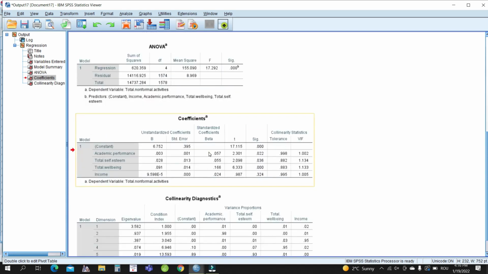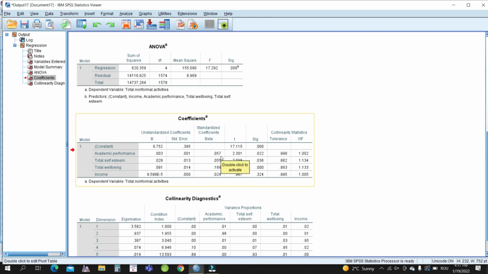In the fourth table, we have the coefficients for our model. First, we can see the unstandardized coefficients of regression, their standard errors and also their standardized versions. The unstandardized value for the academic performance is 0.003, which means that when the academic performance increases by 1 unit, controlling for the other predictors, the involvement in non-formal activities with colleagues increases by 0.003 units.